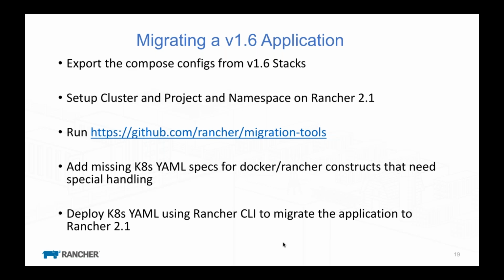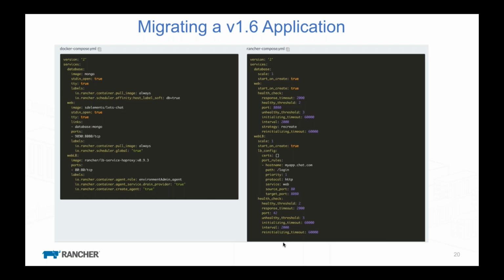And then these YAML specs can be deployed to your Rancher 2.1 setup using either the CLI, or if you're using the Rancher 2.2 UI, you can directly import the Kubernetes YAML from the UI. So here is my 1.6 application compose config file. I'll quickly go over what services I will be covering today.